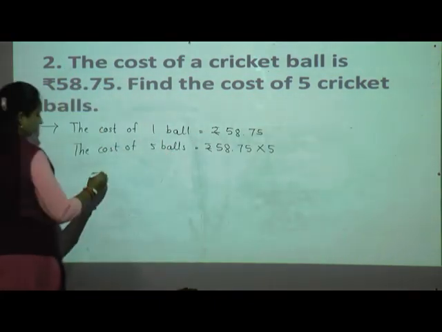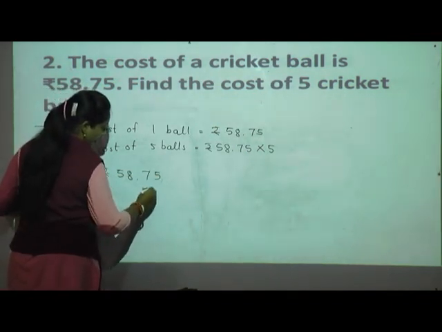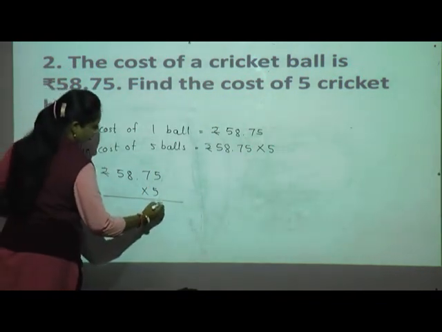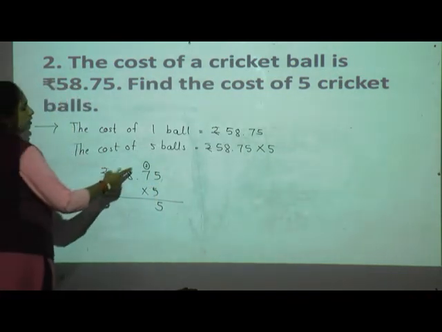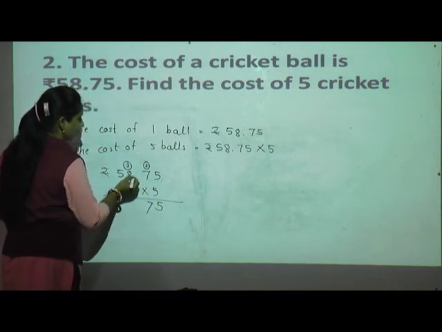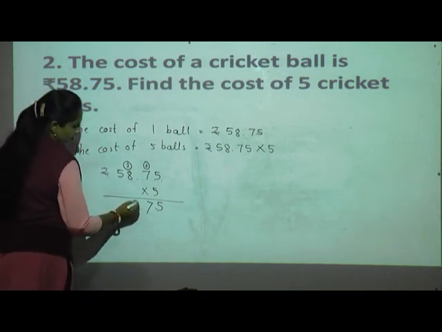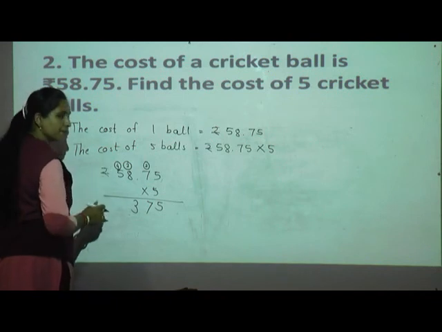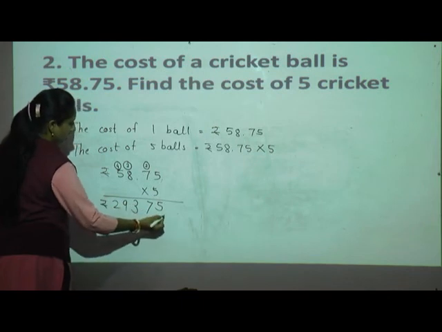We will multiply rupees 58.75 by 5. 5 5s are 25, write 5 here, 2 will be carried. 5 7s are 35, 35 plus 2 is 37. 5 8s are 40, 40 plus 3 is 43. 5 5s are 25, 25 plus 4 is 29. Give the rupee symbol.